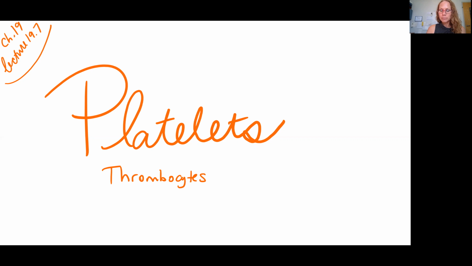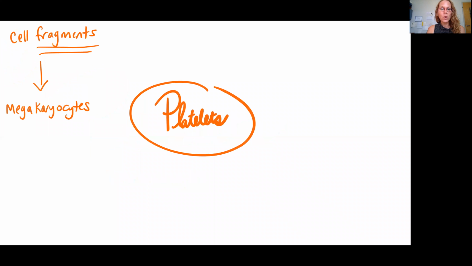Now, platelets, like red blood cells, are not fully intact cells. What we see with our platelets is that they are actually cell fragments. So there is a cell type called a megakaryocyte, mega for big, karyocyte for nucleus. So these are big nucleated cells. And what we see is that they break off into these cytoplasmic fragments. And because they're fragments, again, like red blood cells, they don't have a complete complement of organelles, so they can't do any kind of repairs or anything like that.